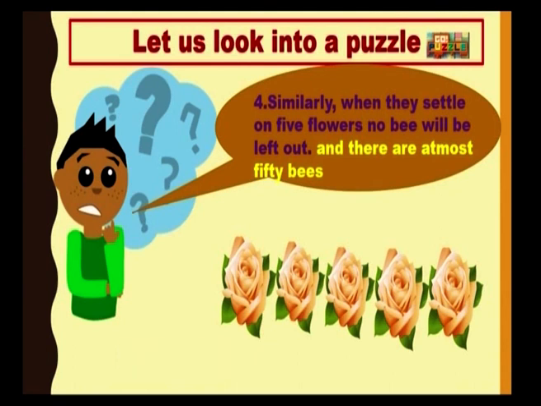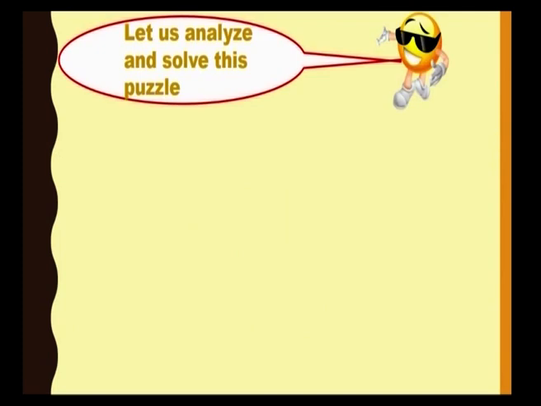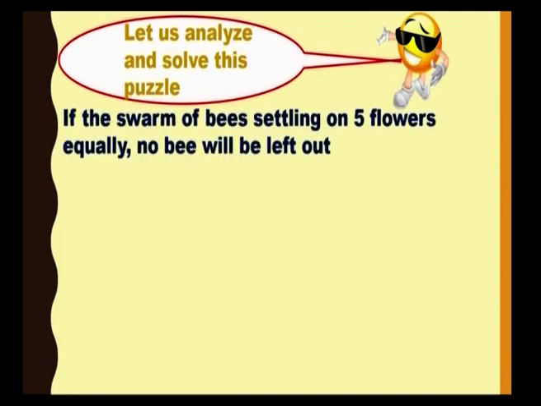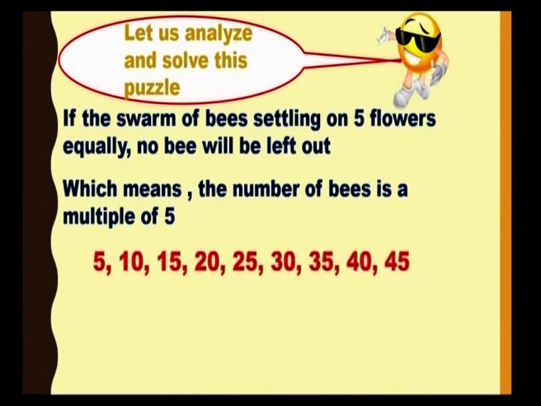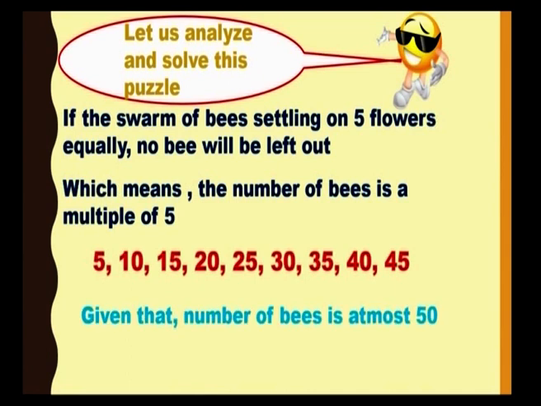So these are the hints given. With these hints, let us solve this puzzle. First let us analyze it. If the swarm of bees settles on five flowers equally, no bee will be left out, which means the number of bees is a multiple of 5. So what are the possible numbers? The possible numbers are 5, 10, 15, 20, 25, 30, 35, 40 and 45. Why have we taken only till 45? Because the number of bees given is at most 50. That is why we have taken till 45 only.